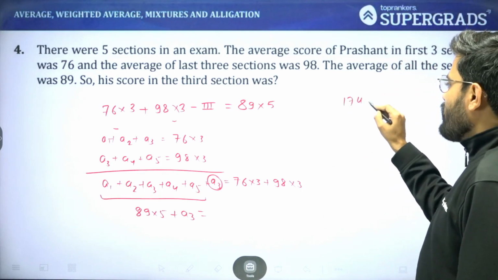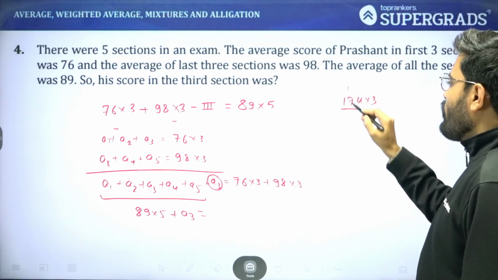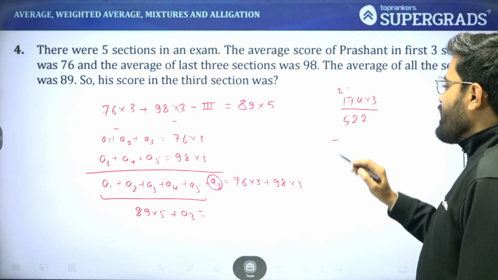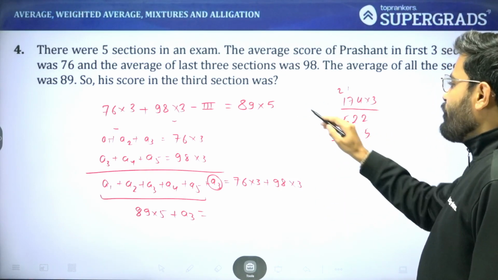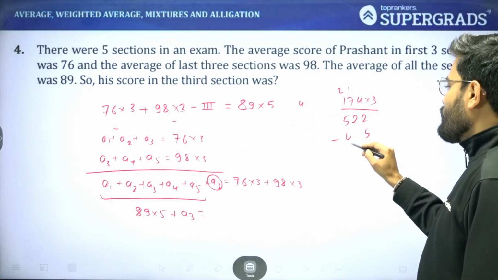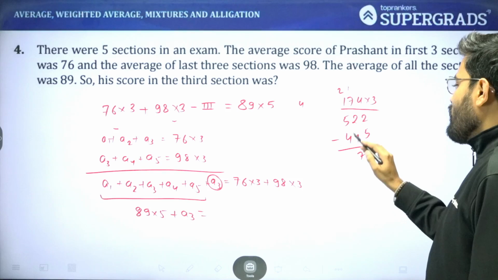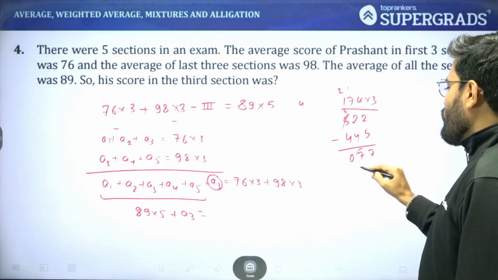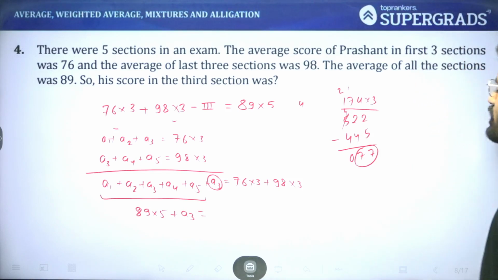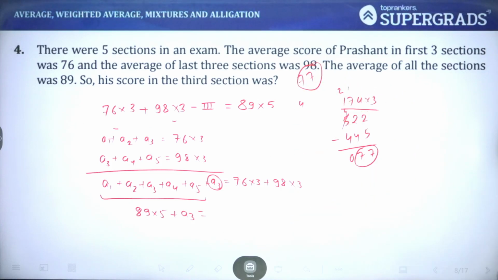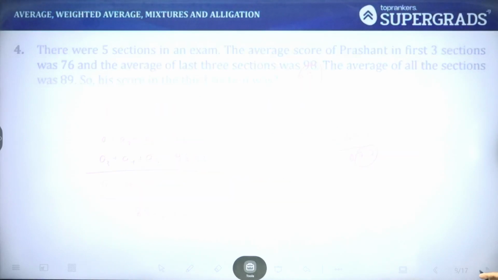174 into 3. So 3 into 4 is 12, 1 carry, 7 into 3 is 21 plus 1, 22, 2 carry, 3 into 2 is 6, 6 plus 2 is 8... the total is 522. Minus 9 into 5 is 45, 4 carry, 9, 5 into 4, so it becomes 44. So 12 minus 5 is 7, 11 minus 4 is 7, 4 minus 4 is 0. So what is the sum total of the third section? The third section is of 77 marks. So the answer is 77. Got it? Is that clear? Clear to everyone? Any problem, any issues? Let's proceed to the next part.